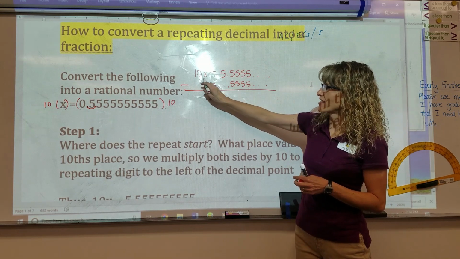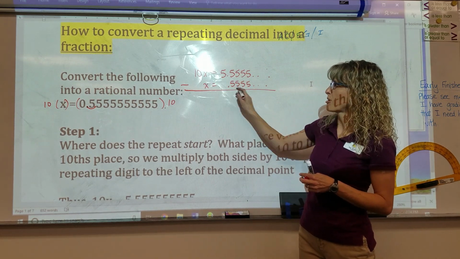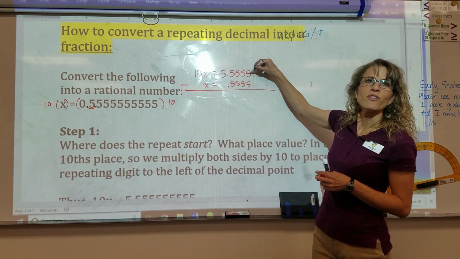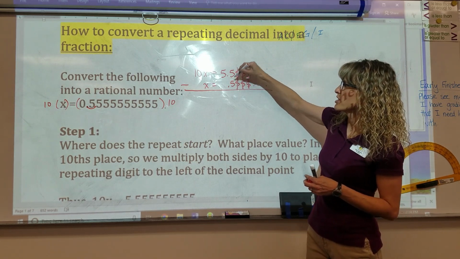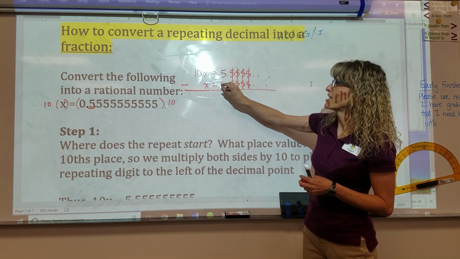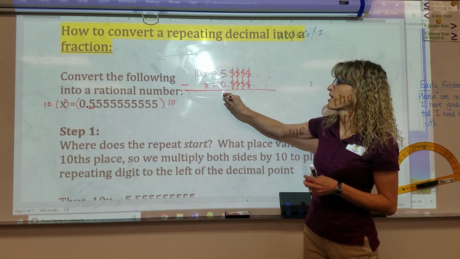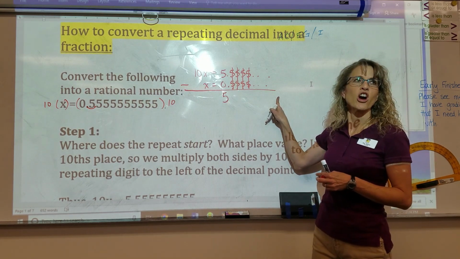If I subtract the top equation minus the bottom equation, look at my decimal. 5 minus 5 is 0. 5 minus 5 is 0. 5 minus 5 is 0. 5 minus 5 is 0. 5 minus 0 is 5. All my decimals are gone.